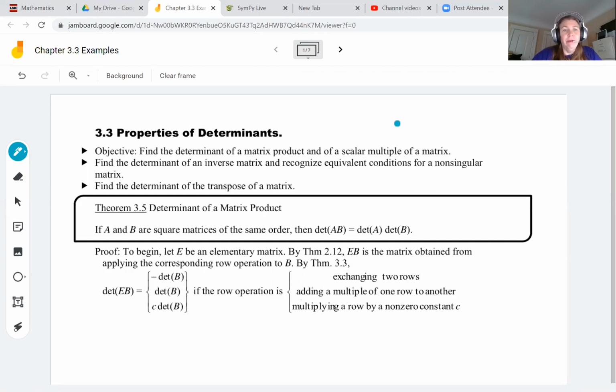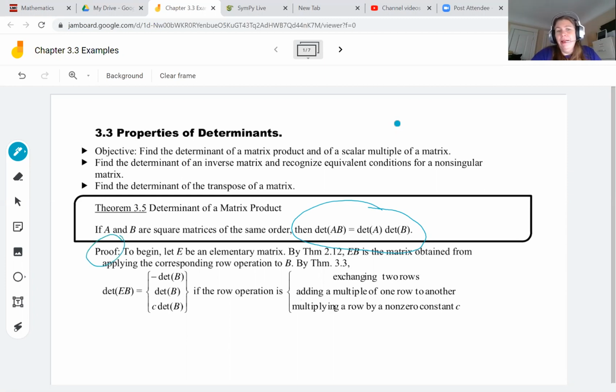Let's start with theorem 3.5. This is about the determinant of a matrix product. So theorem 3.5 says if A and B are square matrices of the same order, then the determinant of the product of A and B is the same thing as the determinant of A multiplied by the determinant of B. So let's start on our proof.